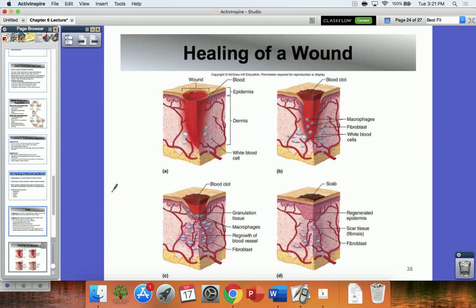This is just a picture showing exactly that, where you have the blood that's escaping, blood clots form, those macrophages, they're going to phagocytize anything that does not need to be there. Those fibroblasts kind of piece things together. We still have our blood clot and our scab that's going to form. Eventually this will slough off and a scar may be left behind.